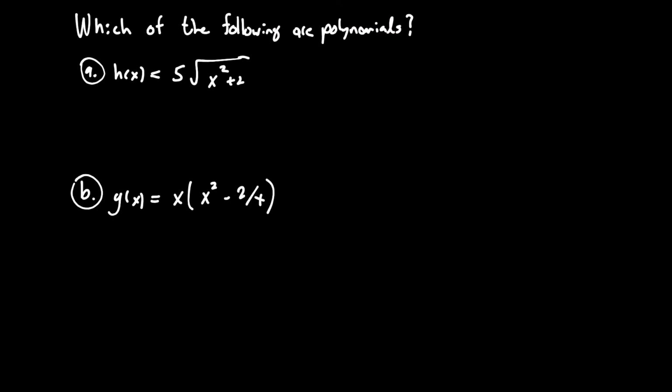Let's go ahead and identify which of the following are polynomial functions. In part A, we're given h of x is equal to 5 times the square root of x squared plus 2. Let's go ahead and rewrite this as 5 times (x squared plus 2) raised to the 1/2. So this is not a polynomial because the powers of polynomials are all integer numbers that are greater than 0. And the power given here, 1/2, is a fraction.